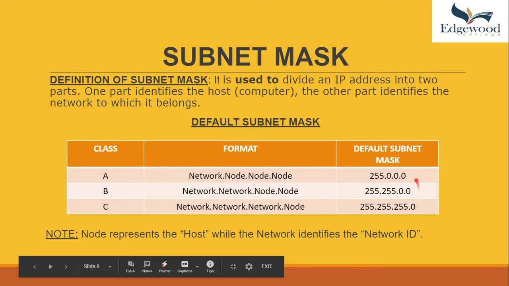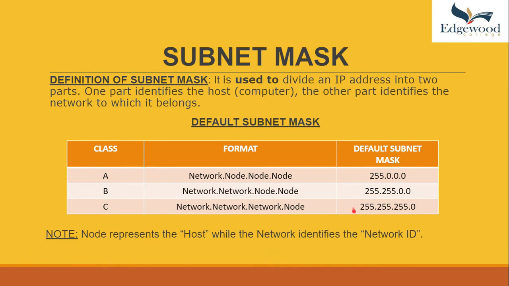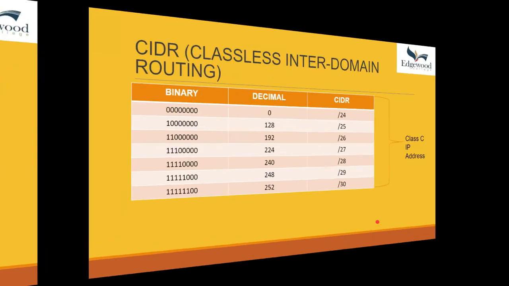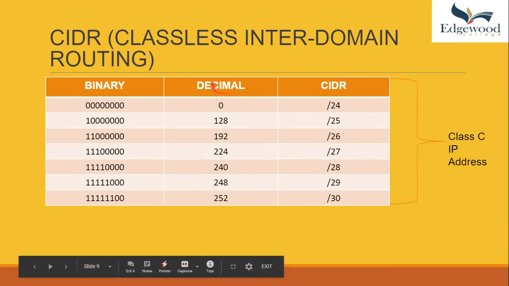These are default subnet masks, especially this one, that of class C. Please note it at the back of your mind. This is the default subnet mask, 255.255.255.0, because it's going to help us as we go on in this lesson. Now we're talking about what?